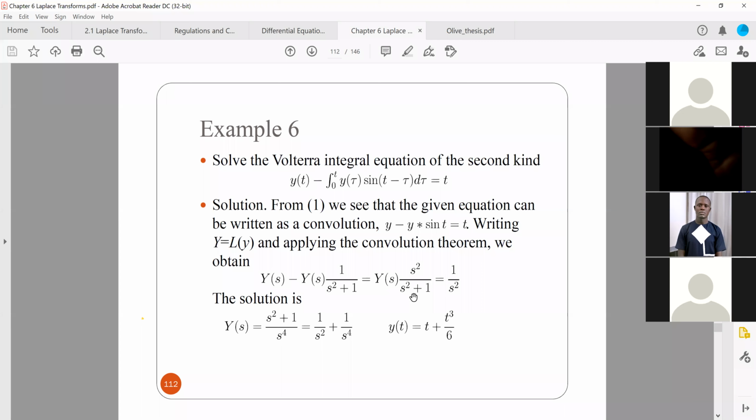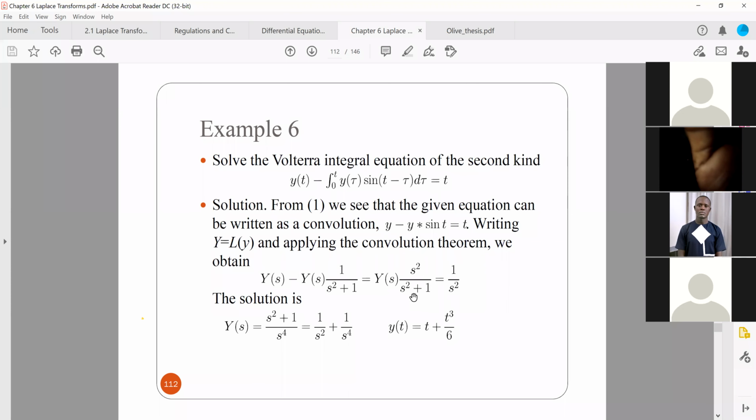t. So taking the Laplace transform of this, we'll know that here we have Y(s). Because this is a convolution, we know that the Laplace transform is going to be the product of the two transforms of each of these. So it's equal to minus Y(s) times the Laplace transform of sine t, which is 1 over s squared plus 1. And we can simplify that. And then we also know what the Laplace transform of t is, which is 1 over s squared.